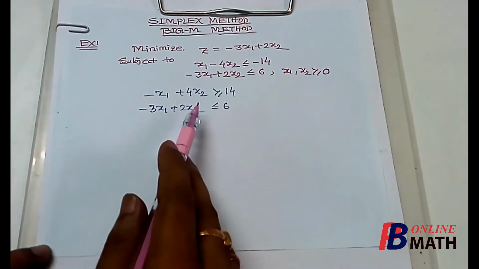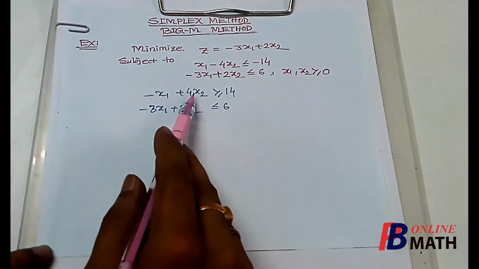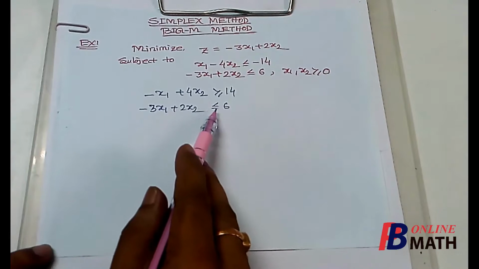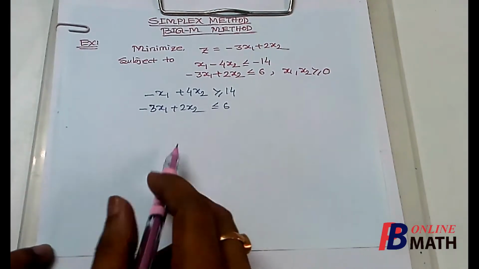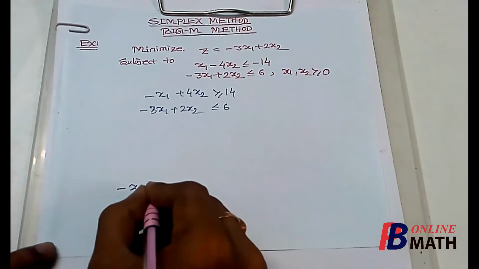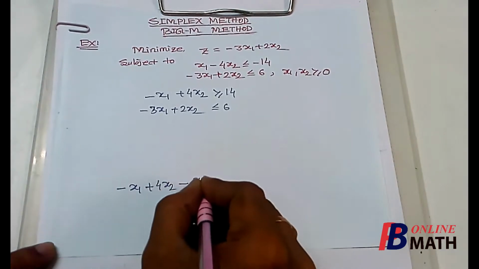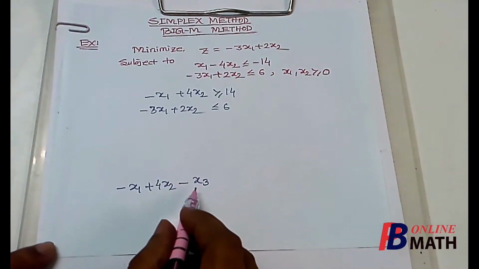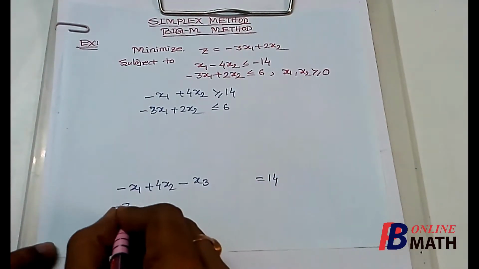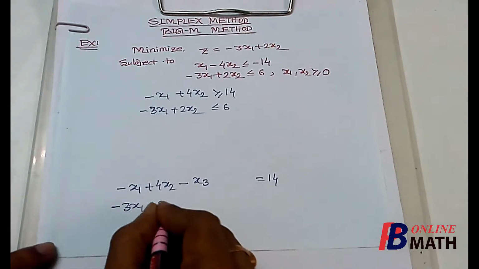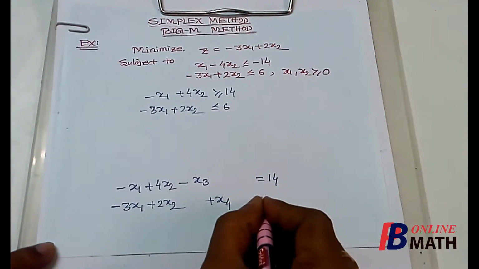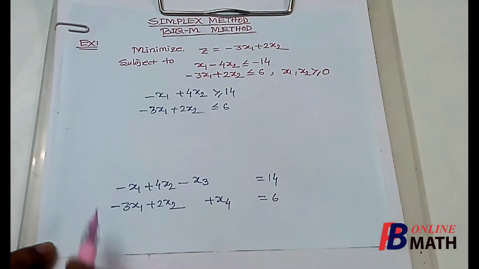Now here we see that in the first constraint we have to subtract one surplus variable because this is a greater than or equal to sign, and in the second constraint, since it is a less than or equal to sign, we have to add one slack variable. So let us rewrite the constraints. The first constraint can be written as minus x1 plus 4x2 minus x3, where we have subtracted the surplus variable x3, equal to 14, and the second constraint is minus 3x1 plus 2x2 plus one slack variable x4, equal to 6, because this is a less than or equal to sign.